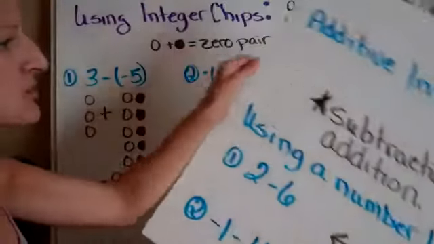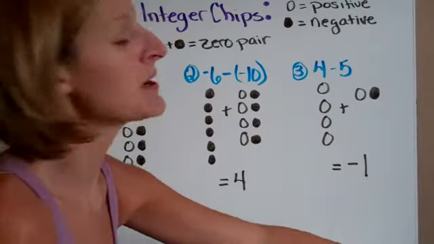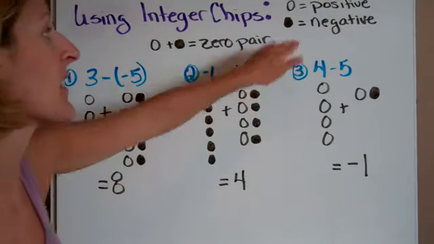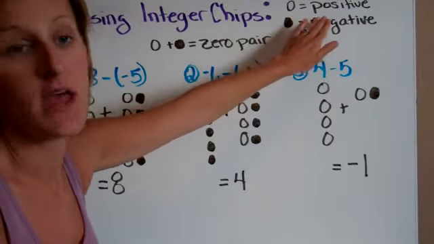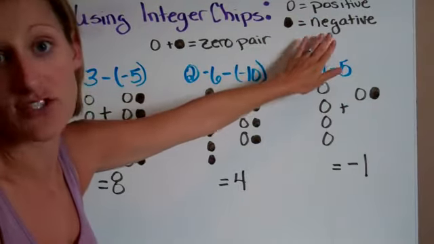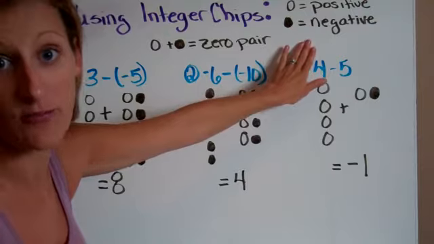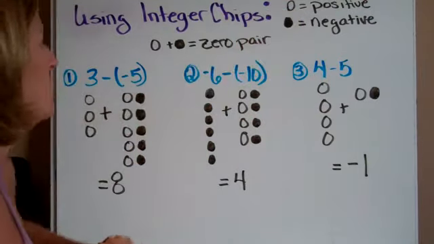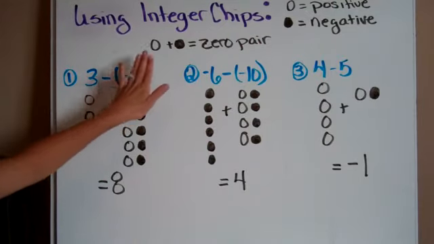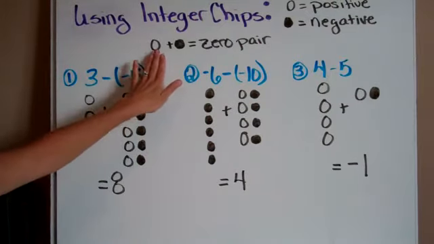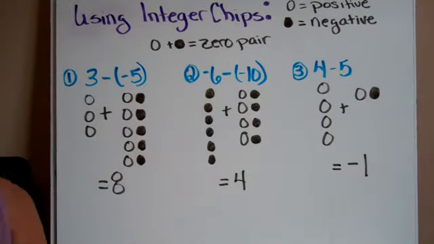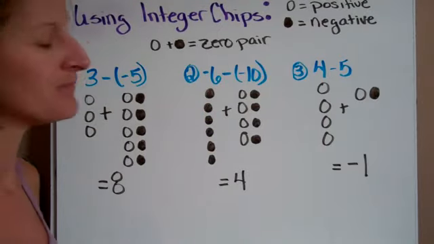Another way you can subtract a real number is by using integer chips. Now in the addition video, we talked about the open circle being positive and the closed circle being negative. So one closed circle is a -1 and one open circle represents a +1. If I have two chips, an open and a closed circle, that gives me a 0 pair, which is basically 0 when I add them together.